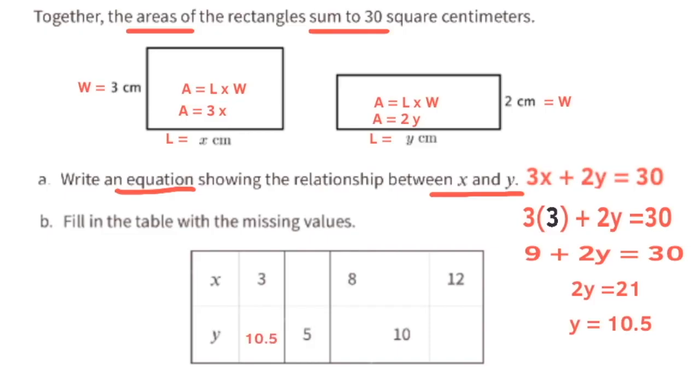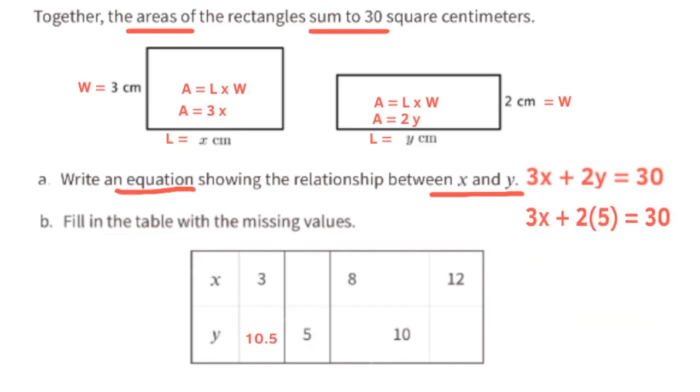Next, they give us the value for y. So when the value for y is 5, we can substitute the y with a 5. Now the equation reads 3x plus 2 times 5 equals 30. Since 2 times 5 is 10, the equation reads 3x plus 10 equals 30. Let's subtract 10 from both sides of the equal sign, and we're left with 3x equals 20. Since we're solving for x, we need to divide both sides by 3. 3x divided by 3 equals x, and 20 divided by 3 equals 6.6 repeating, or 6 2/3. So when the value for y is 5, the value for x is 6 2/3.